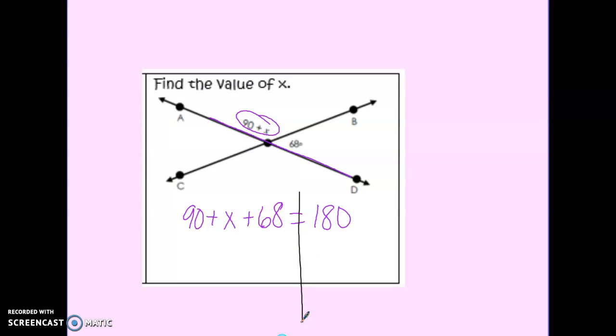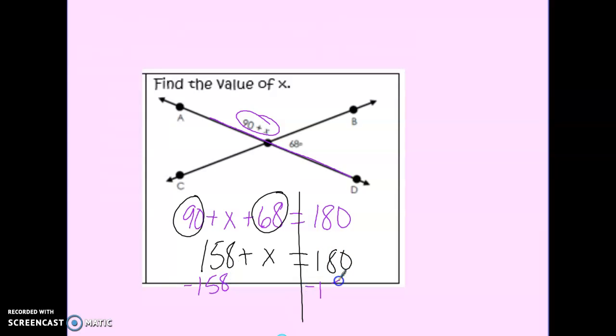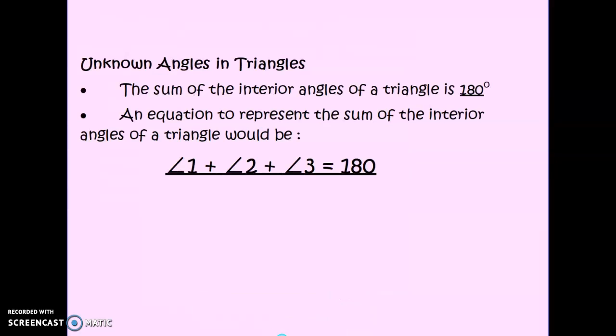First I'm going to combine my like terms, which is going to be these two, 158 plus x equals 180. Then of course I'm going to subtract the 158 from both sides. That's going to leave me x equals 22 degrees. All right, let's try another one.